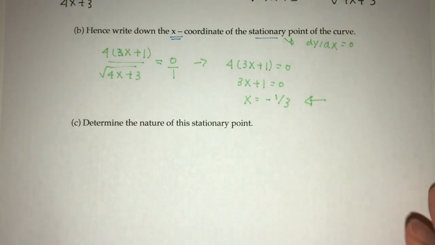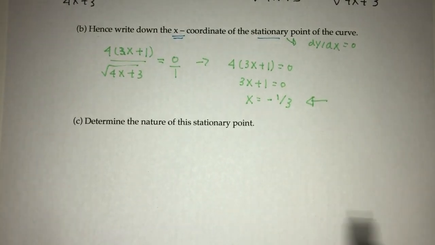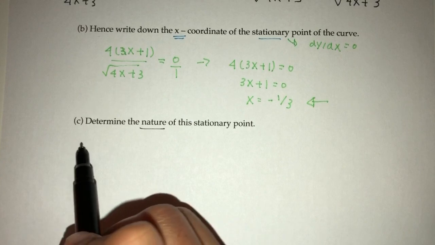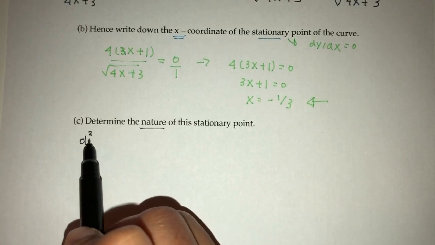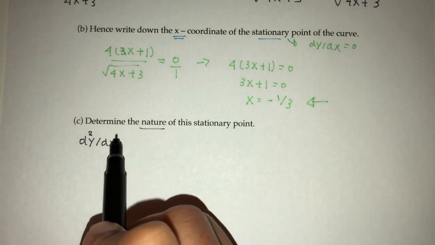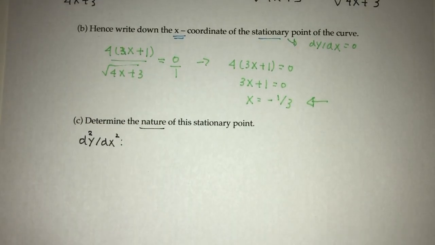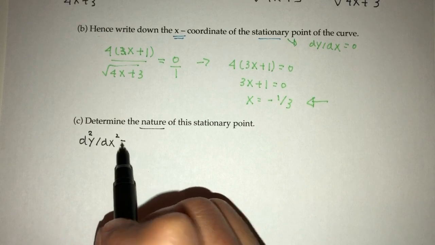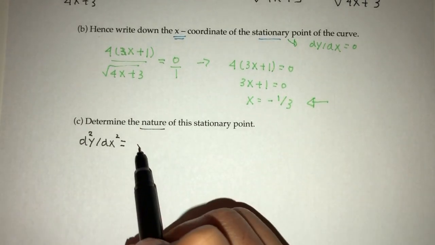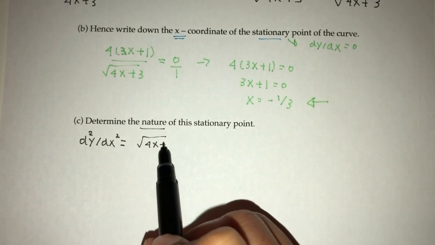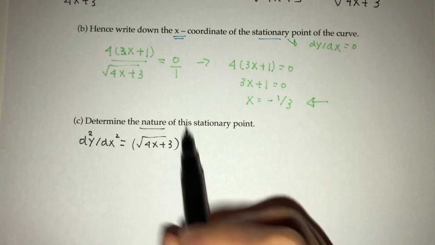Now for part C, determine the nature of this point. So nature, as you guys know, we have to use d2y by dx2. Right now we have this as this. We can simplify. We can use the quotient rule because it is a fraction. So first we write down the base as it is. Then multiply by d by dx of this one.